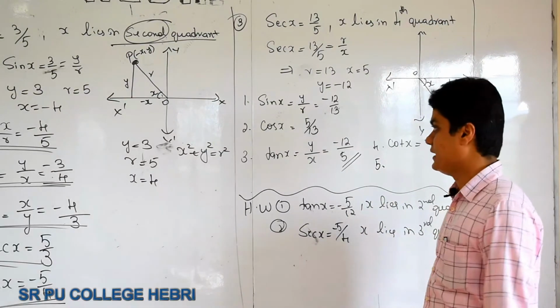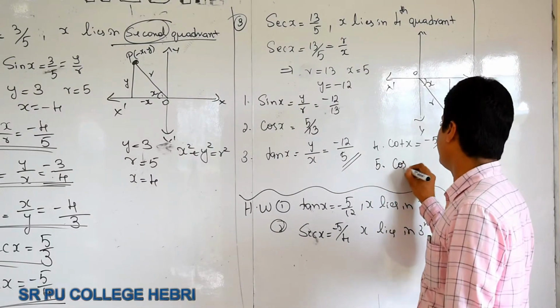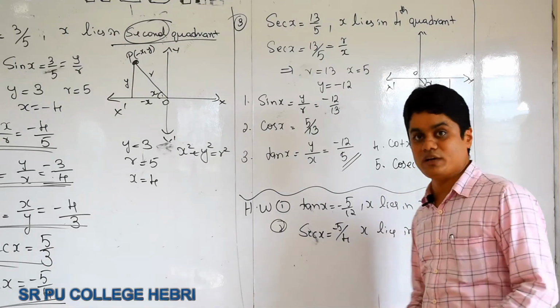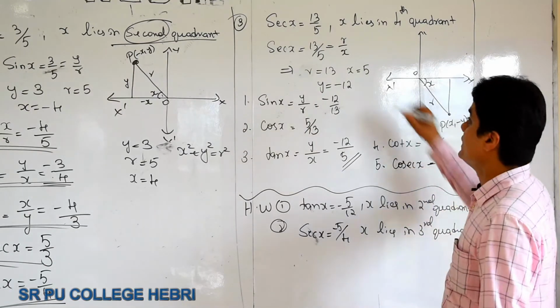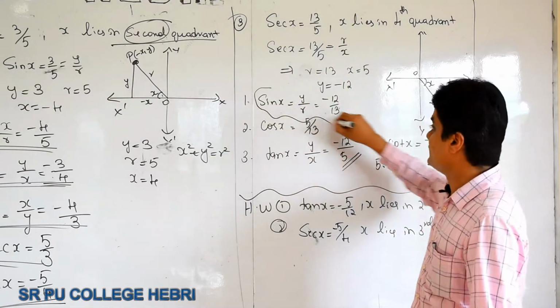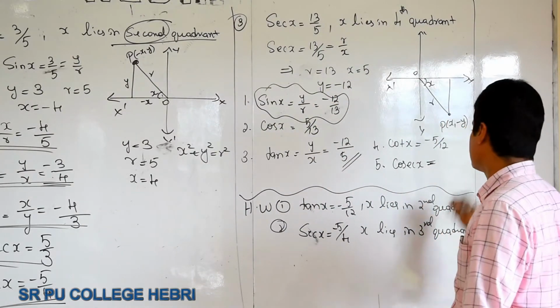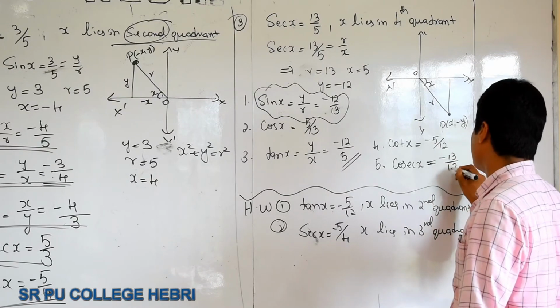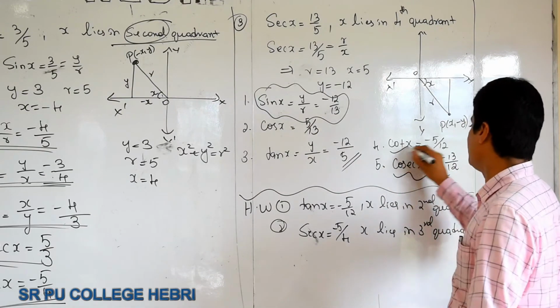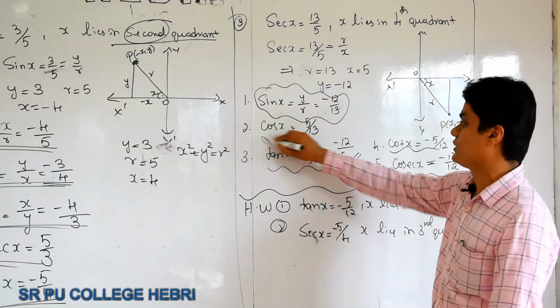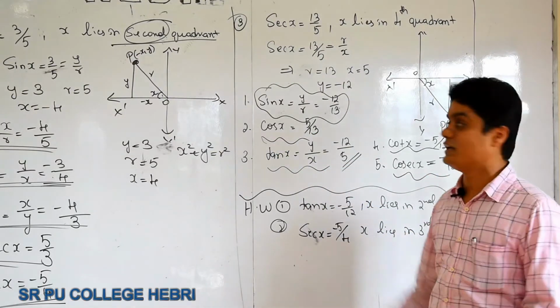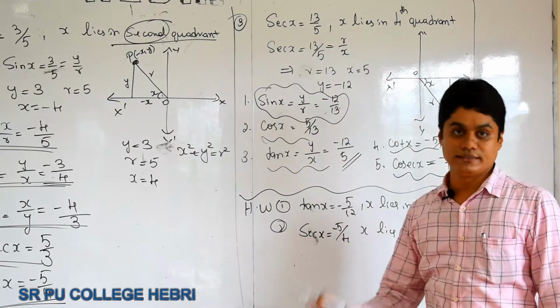And the last remaining is cosecant x. Cosecant x is the reciprocal of which one? Cosecant x will be the reciprocal of sin x. Sin x, you know, is minus 12 by 13. So what is the reciprocal of minus 12 by 13? Minus 13 by 12. So with this we completed all the 5 trigonometric ratios from the first given, secant x is equal to 13 by 5.